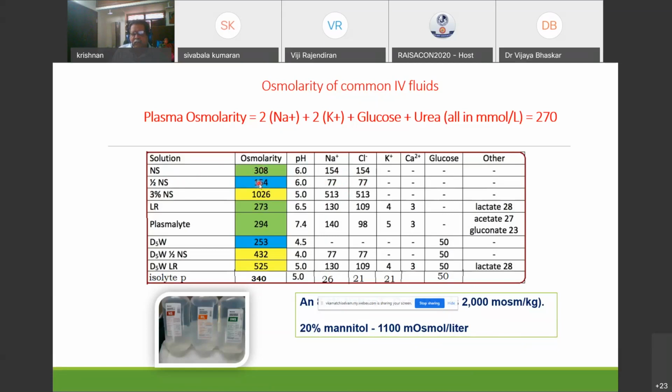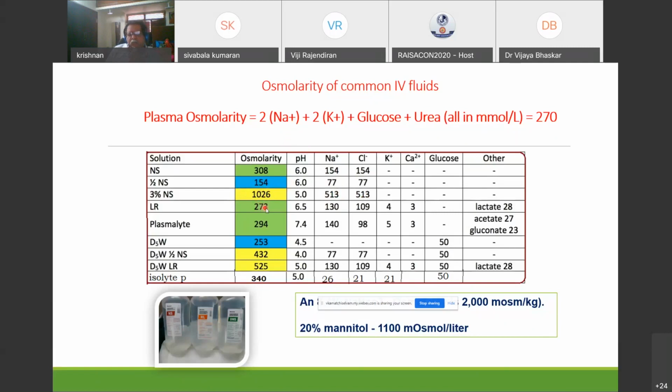If you give this solution, the fluid will enter into the brain cells. Triple normal saline is 3 times the normal saline. So 154 into 3 is 513. So the total osmolarity, 2 into sodium, will be roughly 1026. If you use this hyperosmotic solution, because it is hypertonic to the cerebral cells, it will just suck all the fluids out. So it is useful for intracerebral edema.